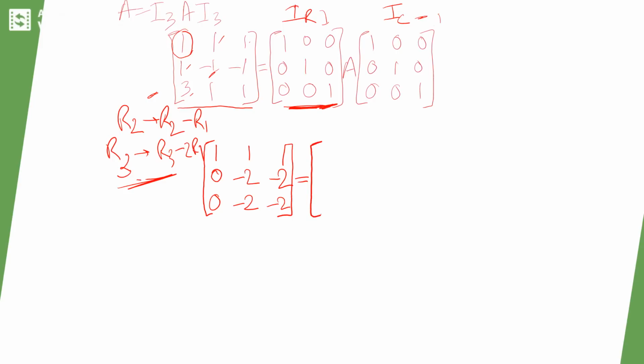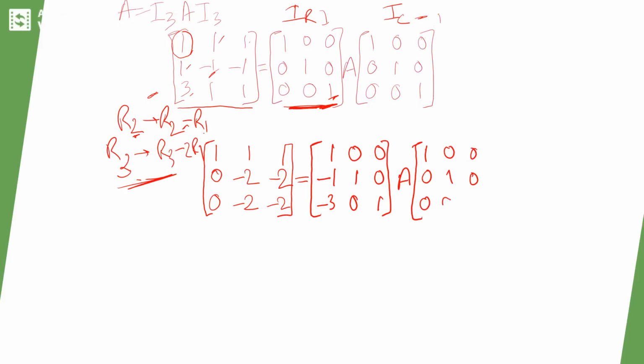So first R2 minus R1, so we get 1 0 0. This is minus 1, this is 1 0, and this becomes minus 1 0 1. Now write A, and this matrix is as it is because we apply the row operation. So the row operation is applied on IR only.